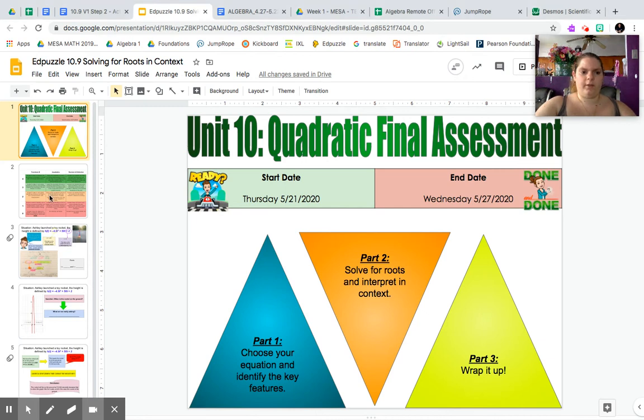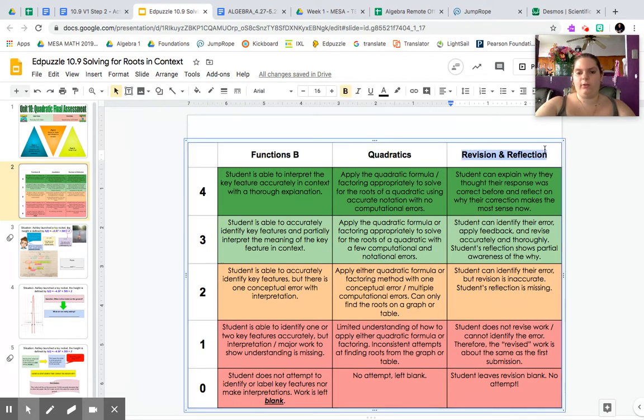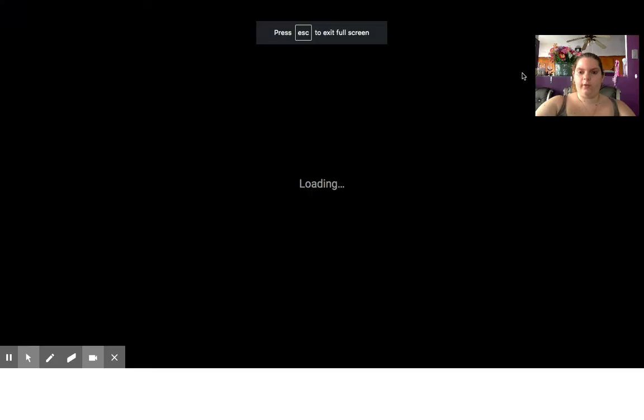And you're going to be assessed on 3 learning goals. Functions B is your characteristics. Quadratics is how you're solving for the roots, whether you're doing factoring or quadratic formula. And then revision and reflection. We haven't spoken about this learning goal in a while, and you'll see how we incorporate it into your final assessment. So let's get into today's work.